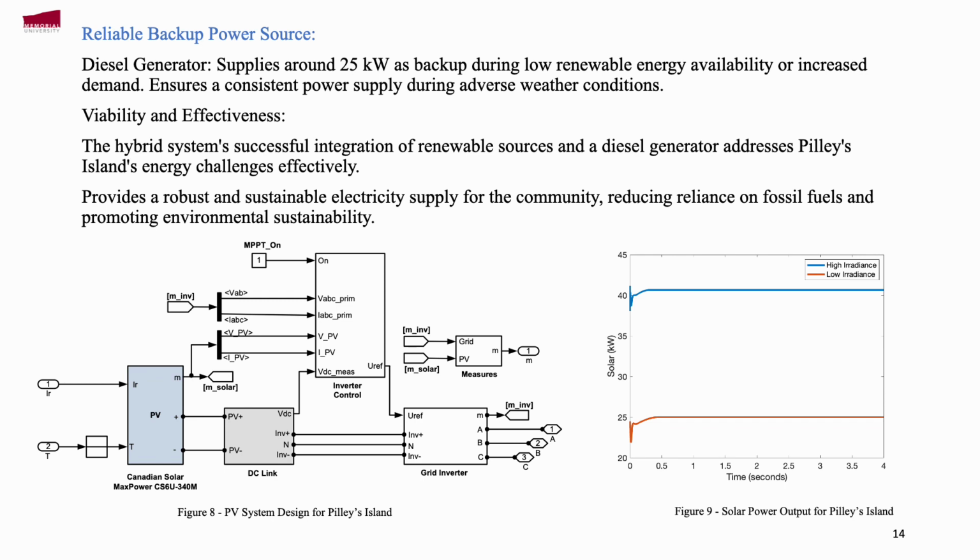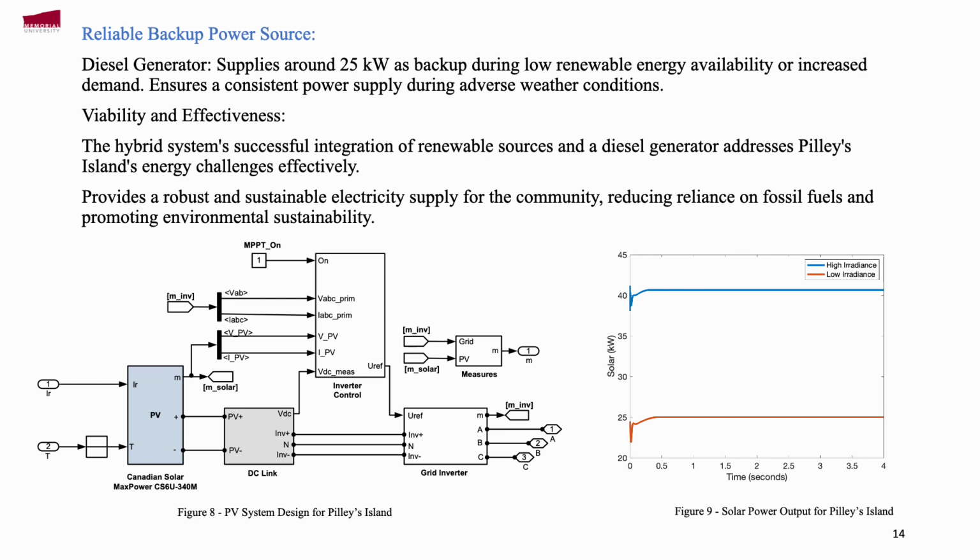Here you can see that high irradiance is given in blue and low irradiance is given in red. The high irradiance is almost constant at 40 kilowatts, whereas the low irradiance is almost constant at 50 kilowatts.